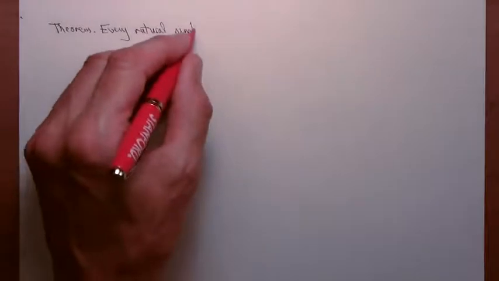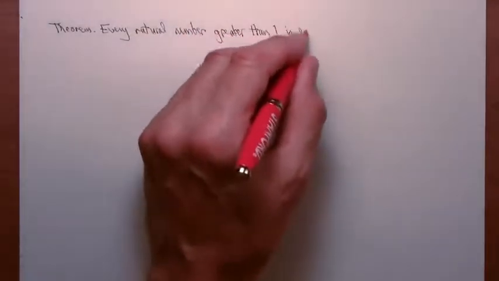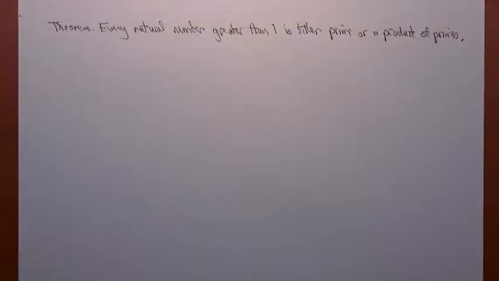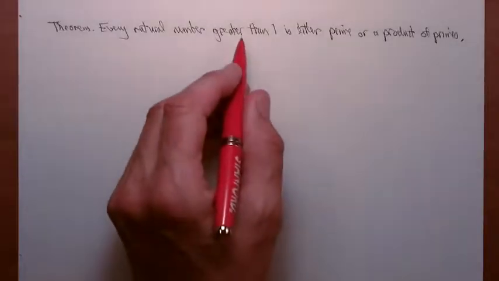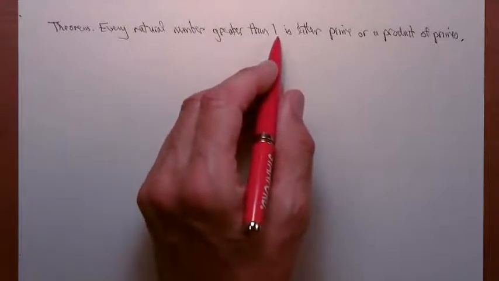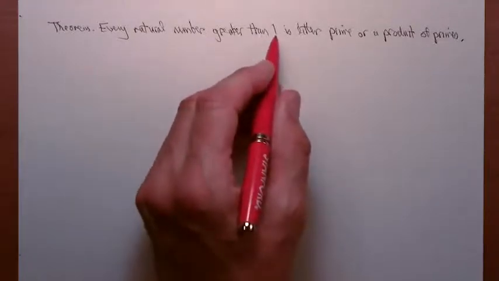Here's the part of the fundamental theorem of arithmetic that I want to prove. And it's the following theorem. Every natural number greater than 1 is either prime or a product of primes. Now we have to use that variant of induction for this one because it's not true at n equals 1. The theorem only holds for n equal to 2 or more. In fact, 1 is the only number for which it doesn't hold.